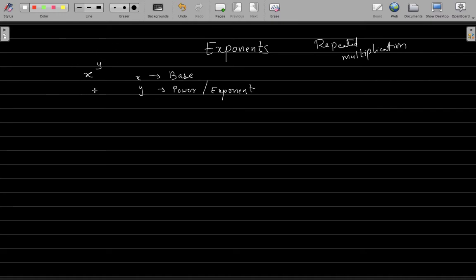How do you represent exponent? It is represented in this form where x is the base number and y is called a power or exponent. This y is also a number written in smaller size when compared to this number, and it is written to the top right hand side corner, and this representation is called exponential notation or exponential form of representing a number.